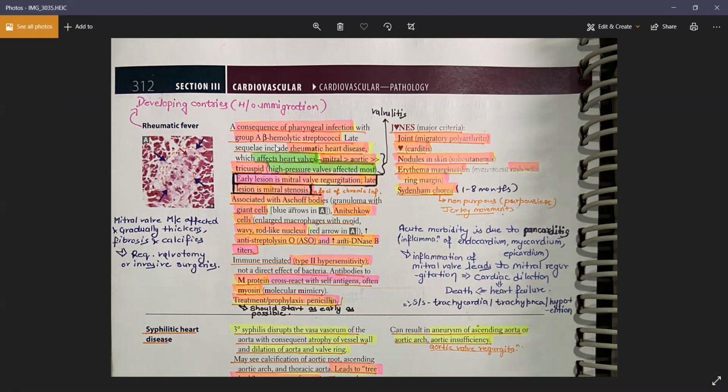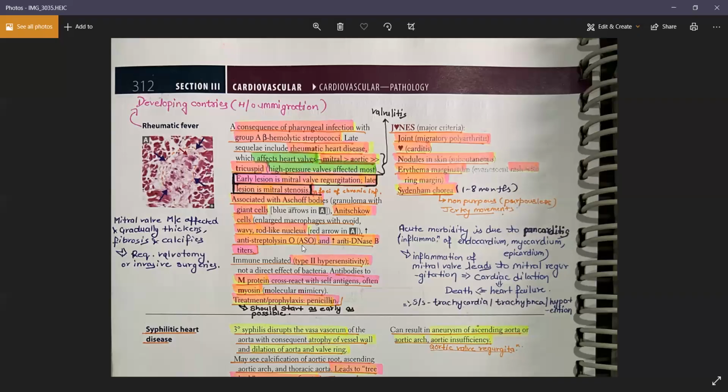Okay, so it is a late sequel of the disease, which means when the disease is over, then this complication happens because of the cross-reactivity with the antibodies. In order to diagnose rheumatic fever, you first need to detect the anti-streptolysin O titer or the anti-DNase B titer. These are the antibodies against the toxins of the Streptococcus pyogenes.